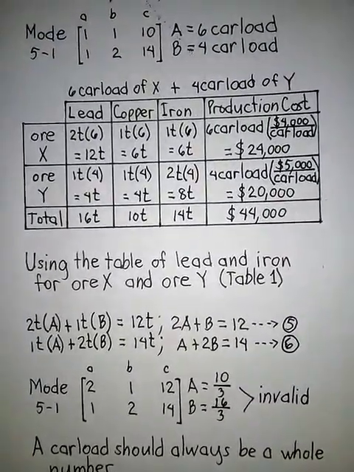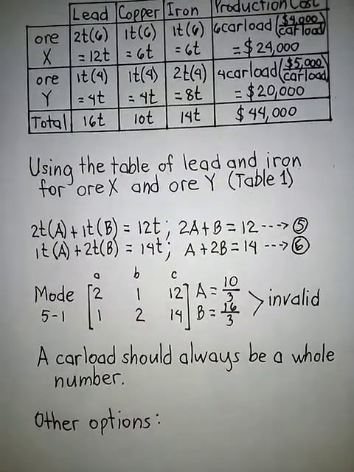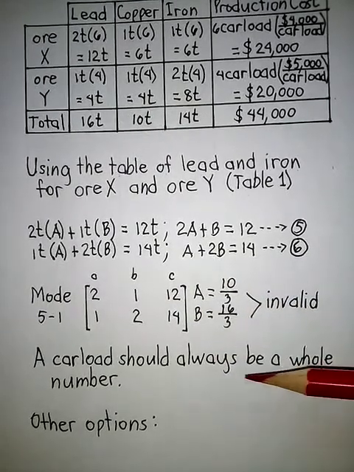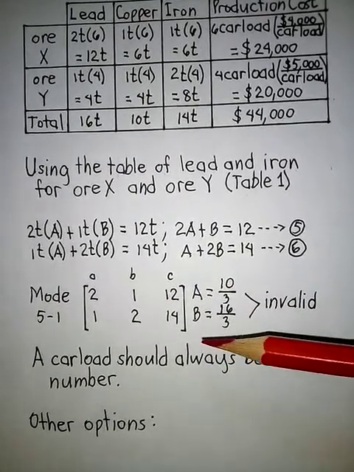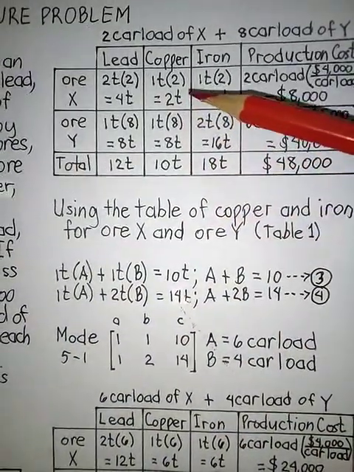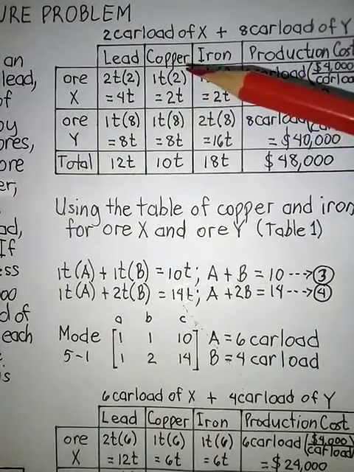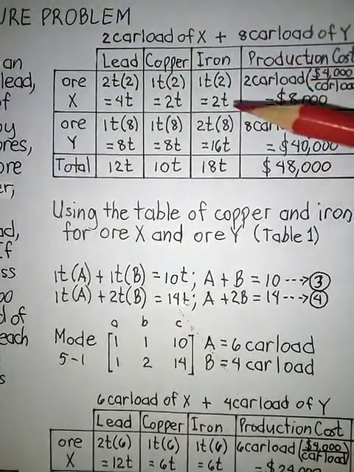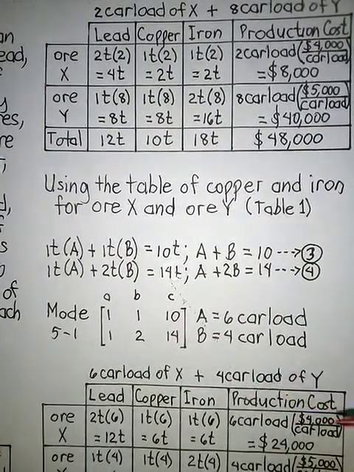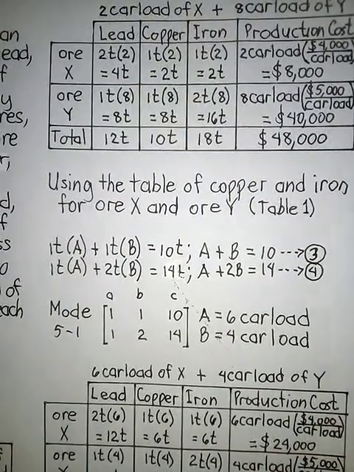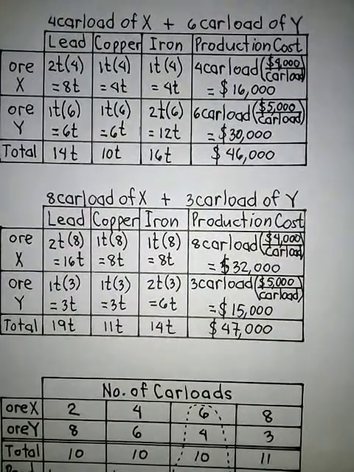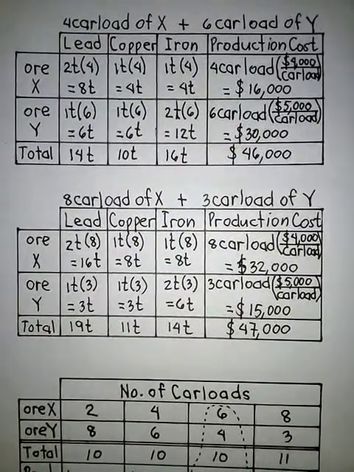We cannot purchase a carload in fractions. So here, this is invalid since a carload should always be a whole number. So let's have other options. We already have the table. If we purchase 2 carloads of X and 8 carloads of Y, and then 6 carloads of X and 4 carloads of Y, so other options are here. So what if we purchase 4 carloads of X and 6 carloads of Y?